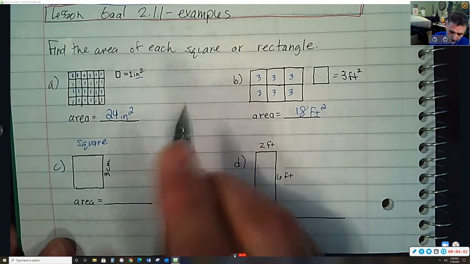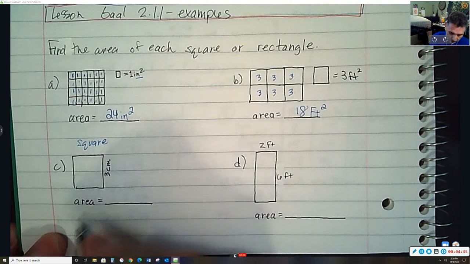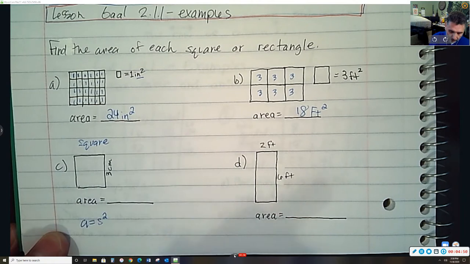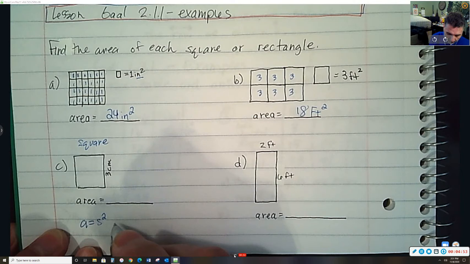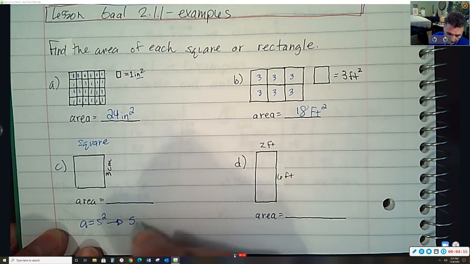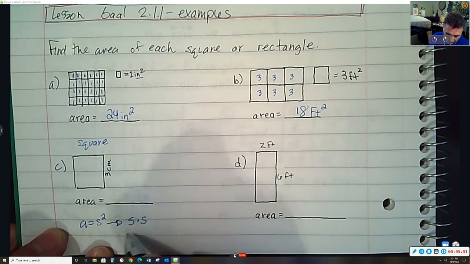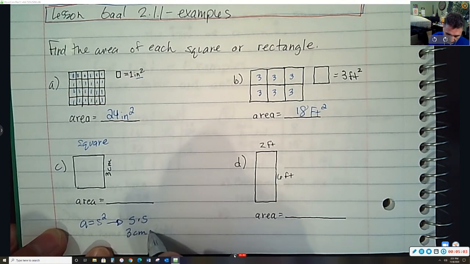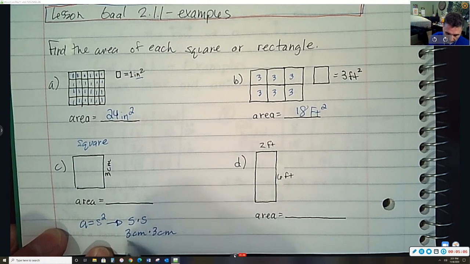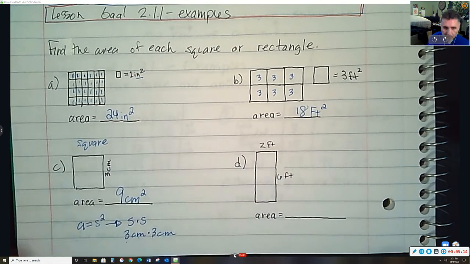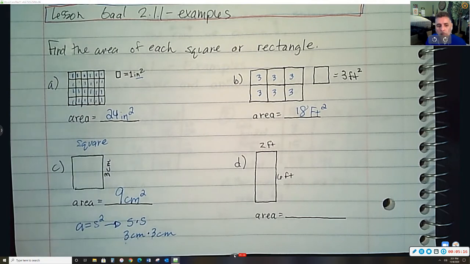So if you use the formula from up there, the one we just went over, the formula is A equals whatever the side measure is squared. Okay? Which, again, that just means we're going to take the side and multiply it twice. So this side measure is 3 centimeters. So this is 3 centimeters times 3 centimeters. Well, 3 times 3 gives you 9. And then there's 2 of these centimeters squared. Okay. So that's the example for C.